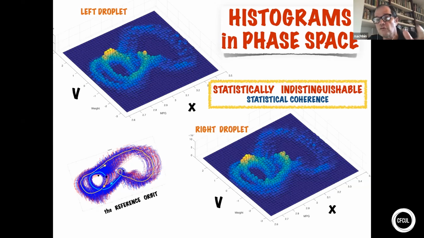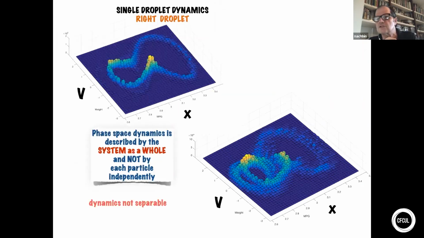Now, if I remove one of them, I see, are they really talking to each other? So I repeat the exact same simulation, and I remove one of the droplets, and here is the histogram for the single droplet. So the phase space dynamics, when there are two droplets, has to be described by the system as a whole. It cannot be described by each particle independently. So in principle, this dynamics is not separable.